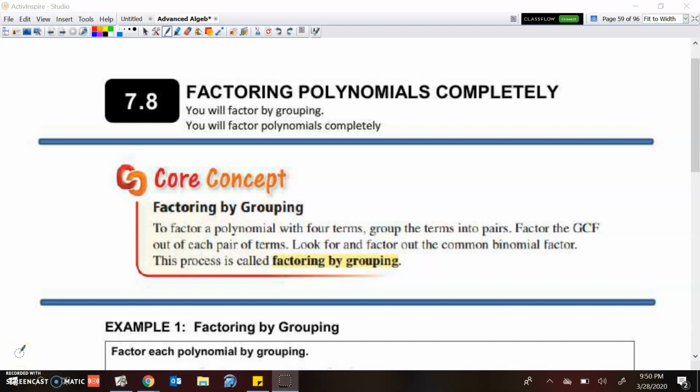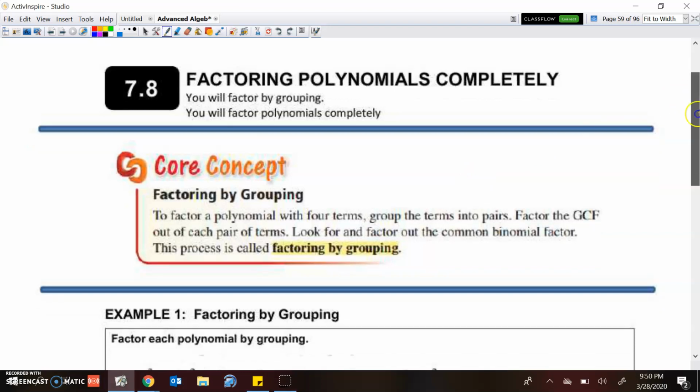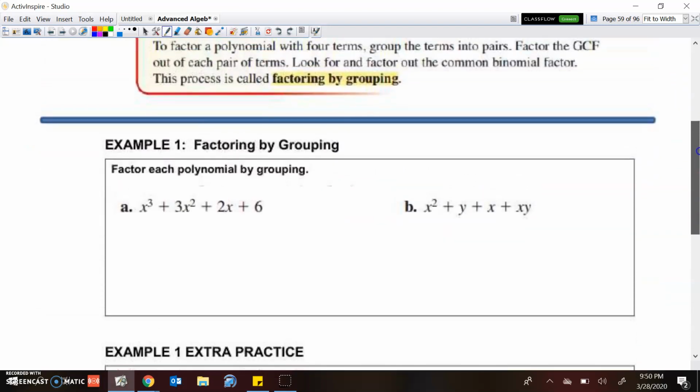All right, guys, so we made it to the last lesson of chapter 7. This is called factoring polynomials completely, meaning we want to have them as far simplified as possible. So we're going to break this lesson up into a few little segments. In this assignment, we're only going to complete this first page, okay, which is called factoring by grouping.